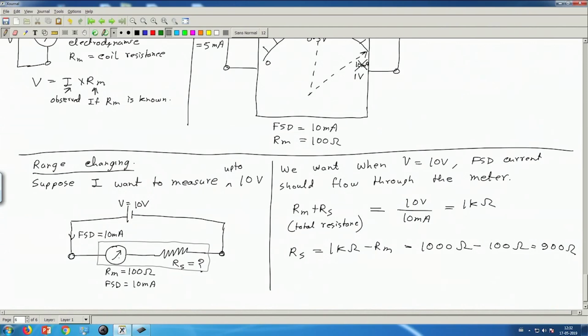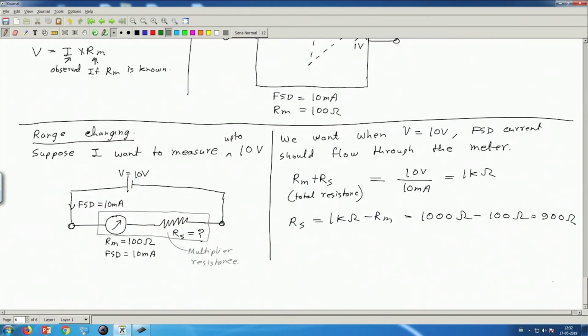Okay. So this is how you can alter the range or choose the range of a voltmeter that you want to make. Now, this series resistance is sometimes called the multiplier resistance. Let me just write the name. This is multiplier resistance.